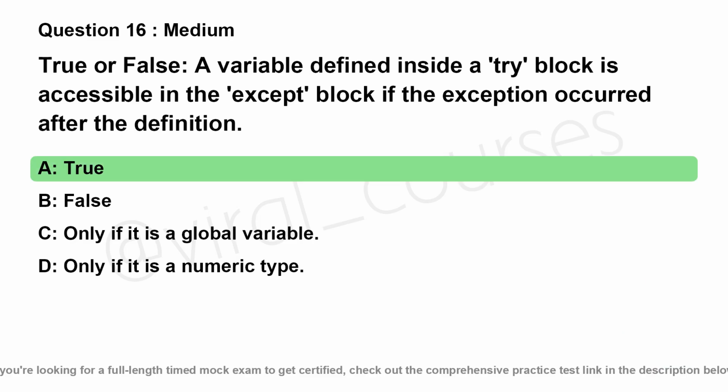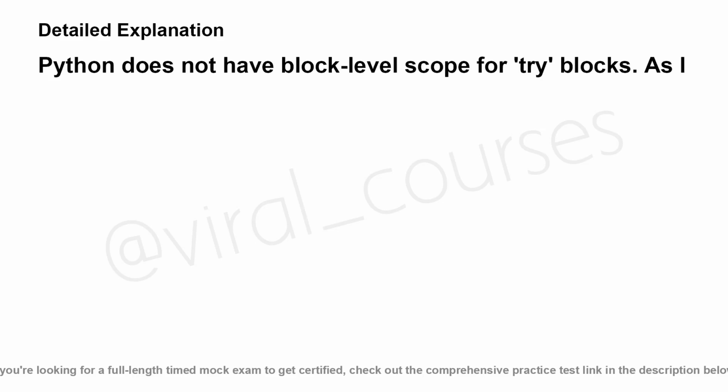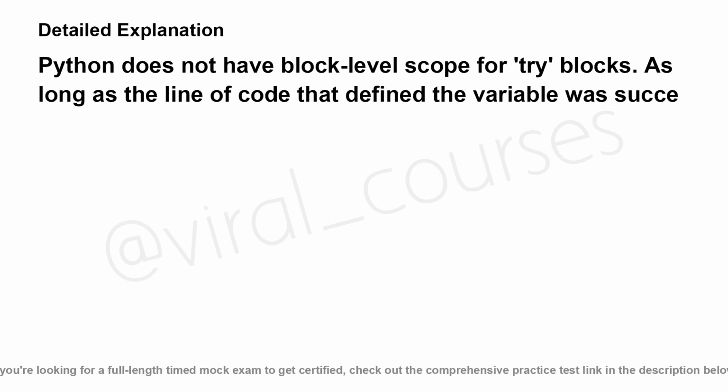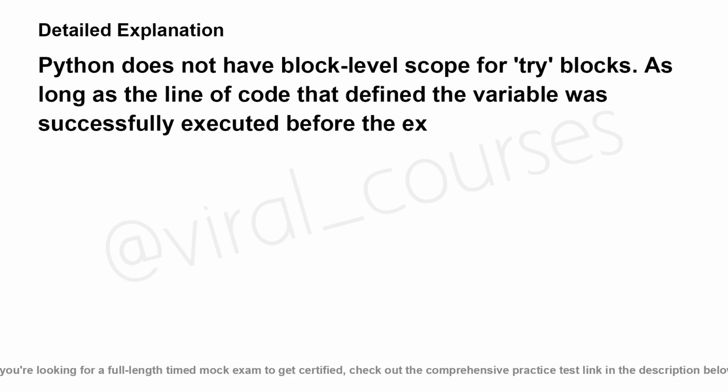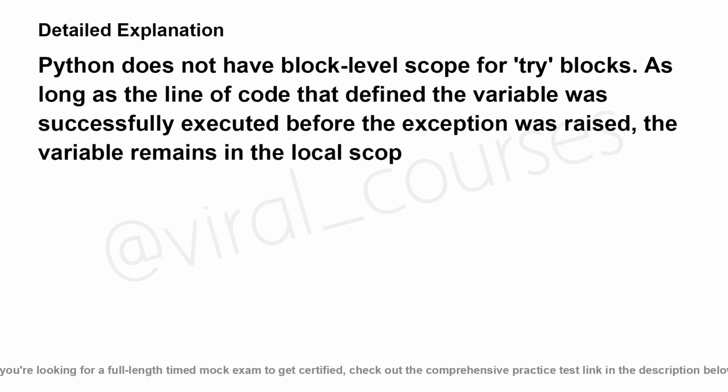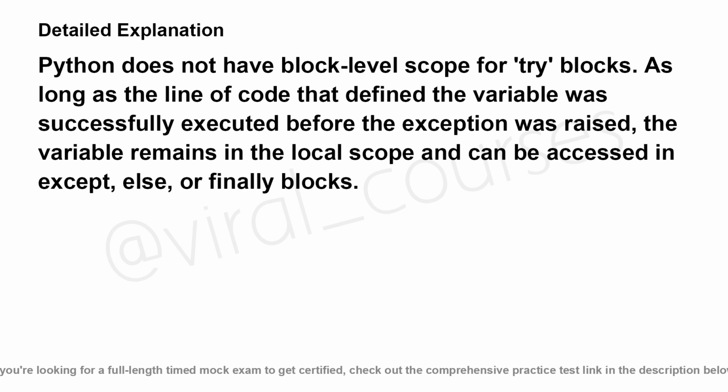The correct answer is A. Python does not have block-level scope for try blocks. As long as the line of code that defined the variable was successfully executed before the exception was raised, the variable remains in the local scope and can be accessed in except, else, or finally blocks.